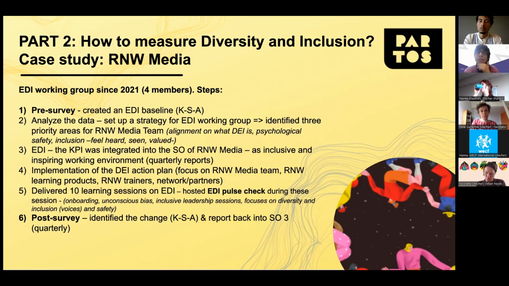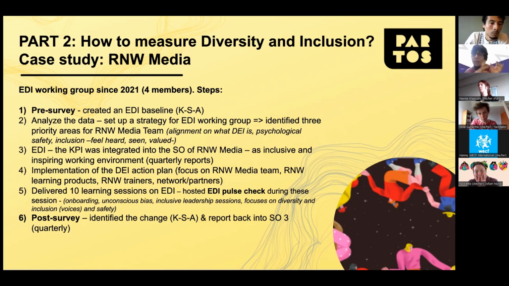These are some of the skills that need to be there for the project leads, for all the employees, and also for the management, in order to have inclusive conversations. And then we also try to look for pulse checks, which means at the end of these sessions, we try to focus on the voices.